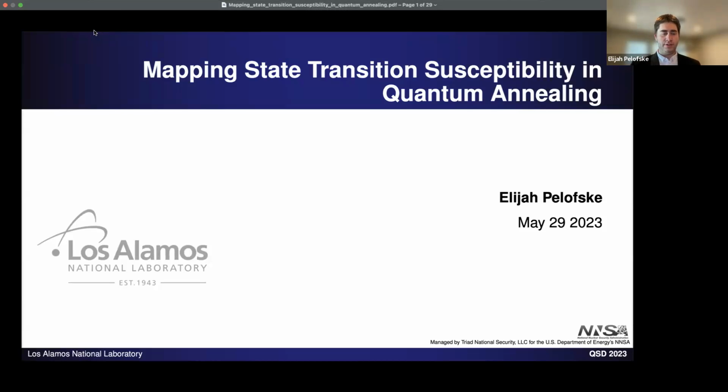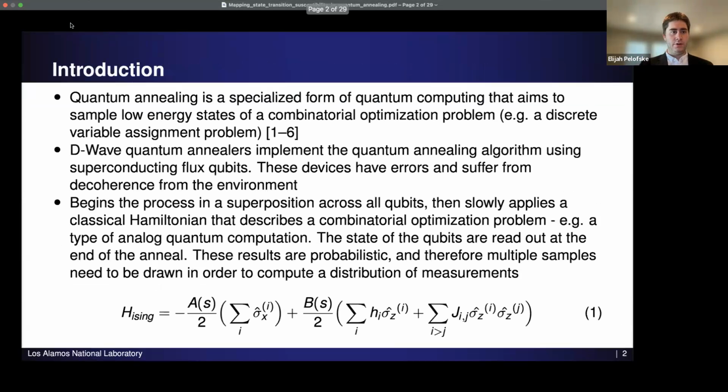about mapping state transition susceptibility in quantum annealing. So first, quantum annealing. It's a specialized, kind of restricted form of quantum computing, and it aims to sample low energy states of combinatorial optimization problems, e.g., discrete variable assignment problems. So in particular, Ising models, QUBO models, these types of problems.